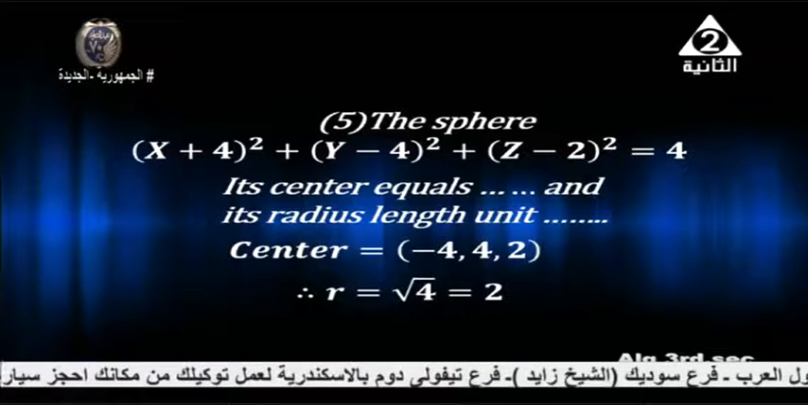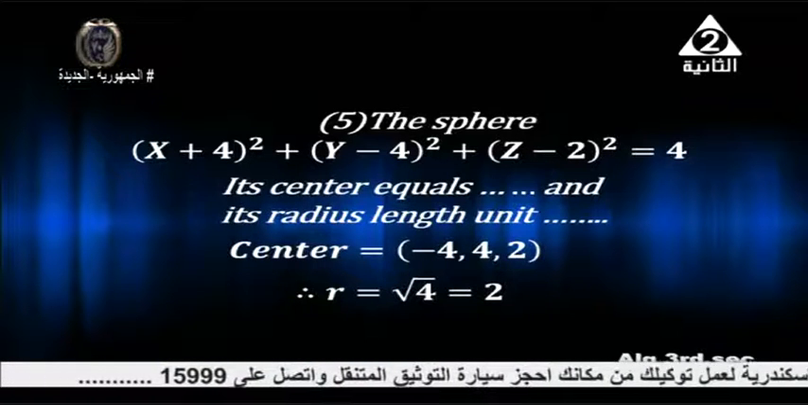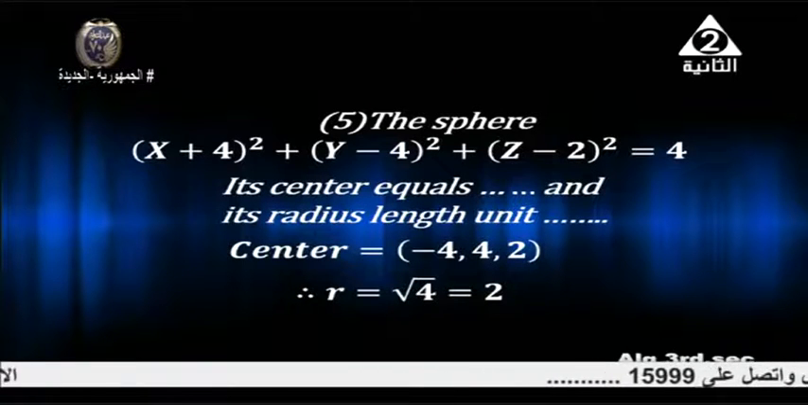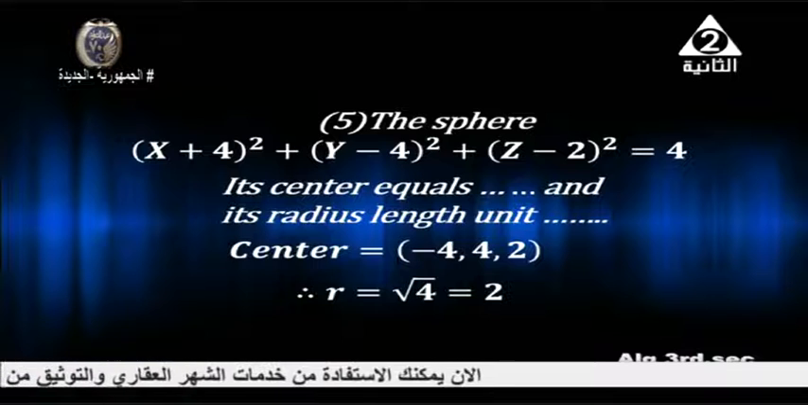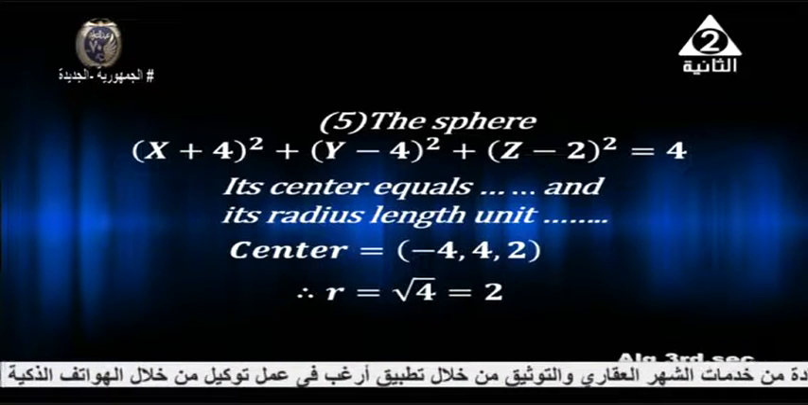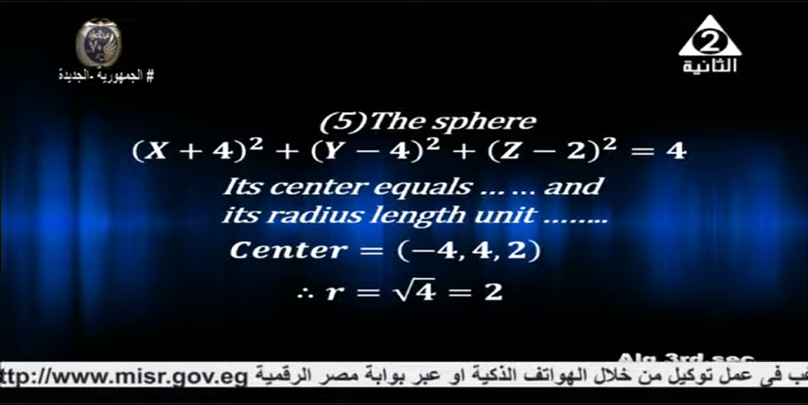Why? Because this equation is called standard: (x minus L) squared plus (y minus K) squared plus (z minus N) squared equals r squared. In this case, r squared is 4. What is the radius? The square root of 4 equals 2.